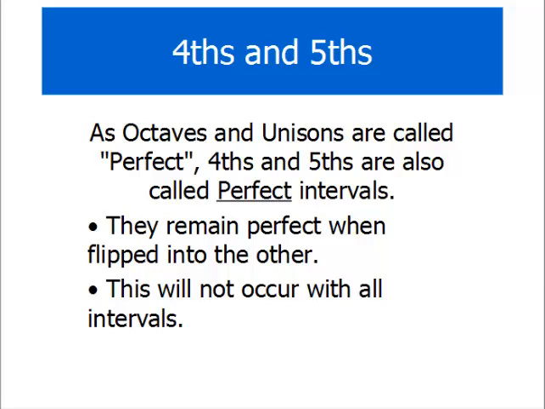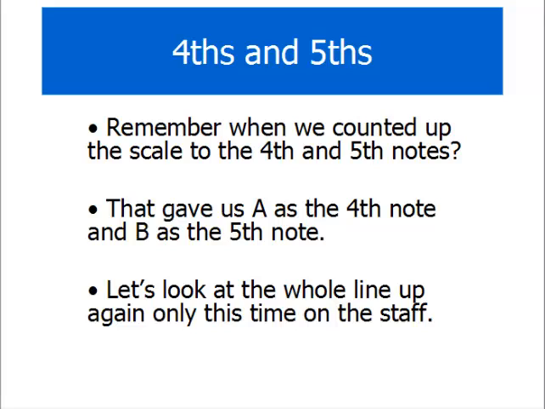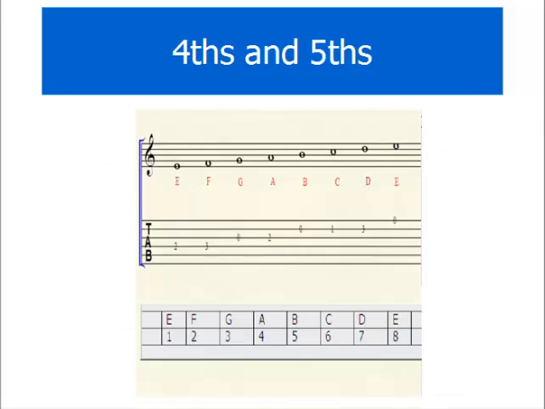So remember when we counted up the scale to the fourth and fifth notes, that gave us A as the fourth note, because we started on E. E, F, G, A was the fourth note, and B was the fifth note. Let's look at that whole lineup again. So there's our E, F, G, A, B, C, D, E. 8 notes, outlined by an octave of 2 E's.